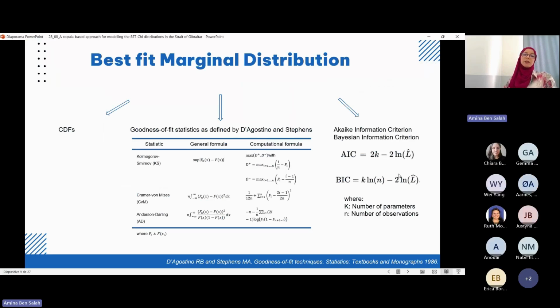To identify the best-fit marginal distribution, we tested five marginal distributions: the normal, log-normal, gamma, Weibull, and Gumbel, to fit each marginal. And we selected the best fit based on the cumulative distribution functions, the goodness of fit test, and the AIC and BIC information criteria.